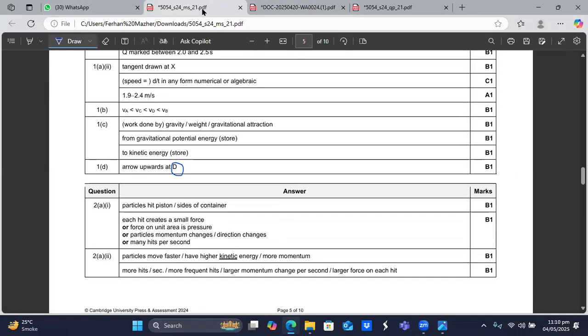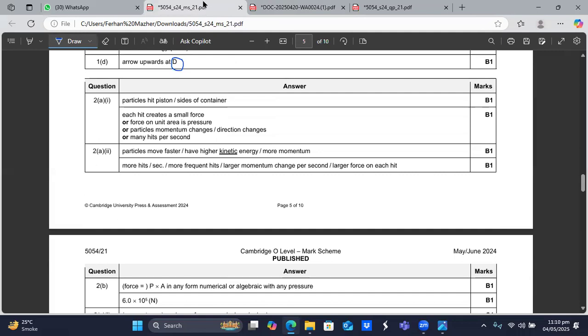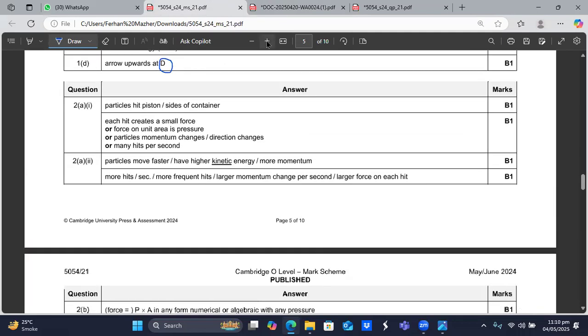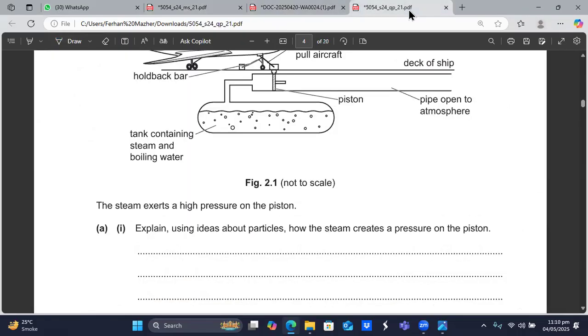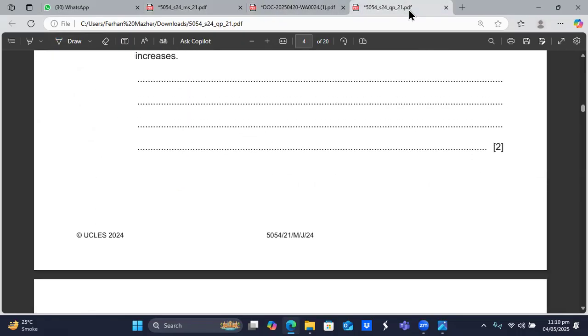Question number 2, its A part, and let me increase the size. Okay, so I hope you have read the answer. So let's go to the next part. Question number 2A, second part.